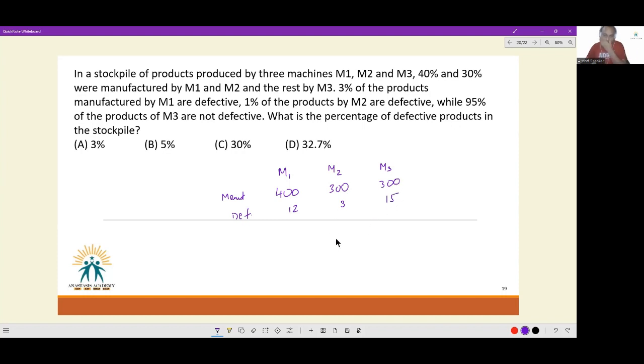Okay. So now, finally, they've asked me, what is the percentage of defective products in the stockpile? Total products is 1000. Defective products is 30. So we need 30 by 1000 into 100 is what we are seeking. Cancel, cancel, cancel, cancel, cancel, cancel. 3% has to be the answer. That is the entirety of this.